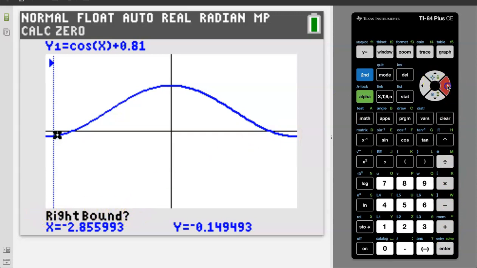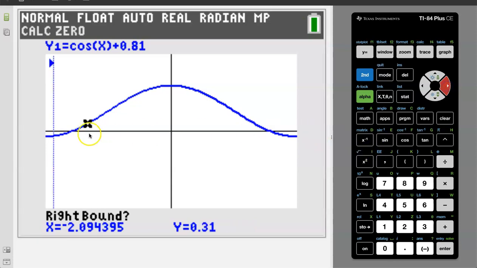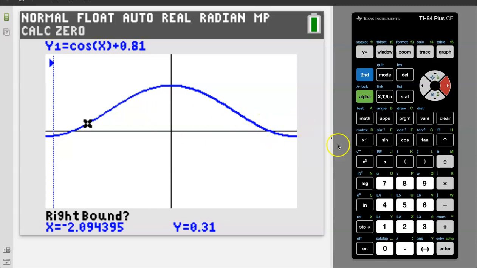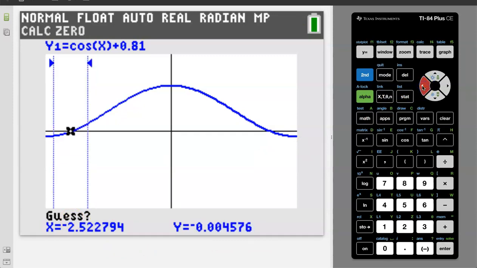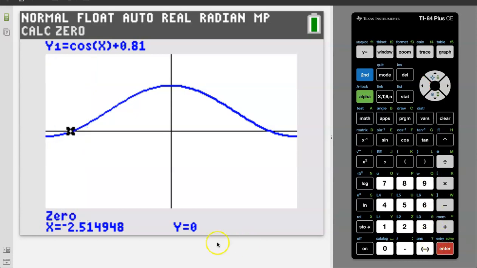So I'm going to go to the right of that point, but not so far right that I am including both of the x values. Okay, so this looks good. I'm going to press enter. Then the calculator tells me to take a guess. So I'm going to go ahead and try to get as close to that point that I'm looking for as possible as my guess. And here we go.